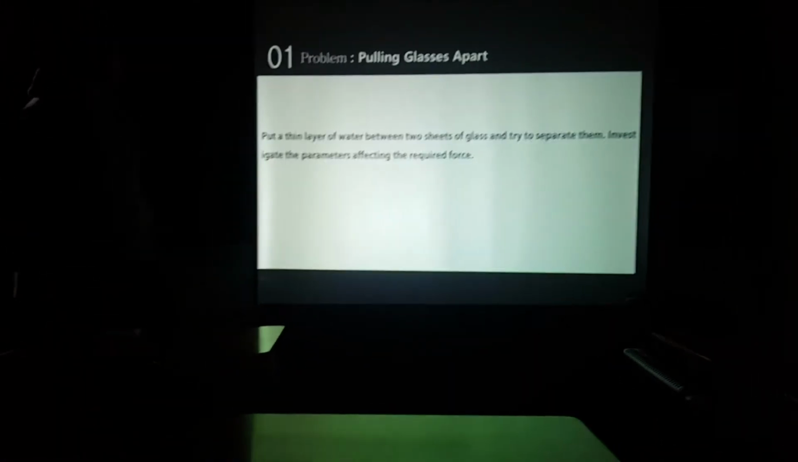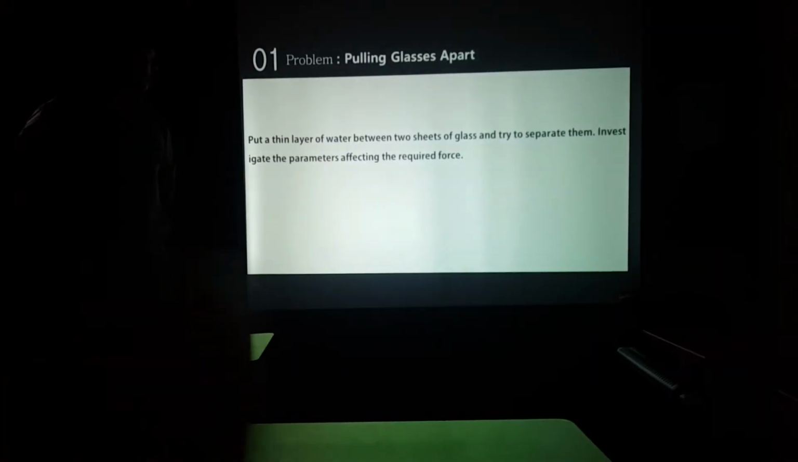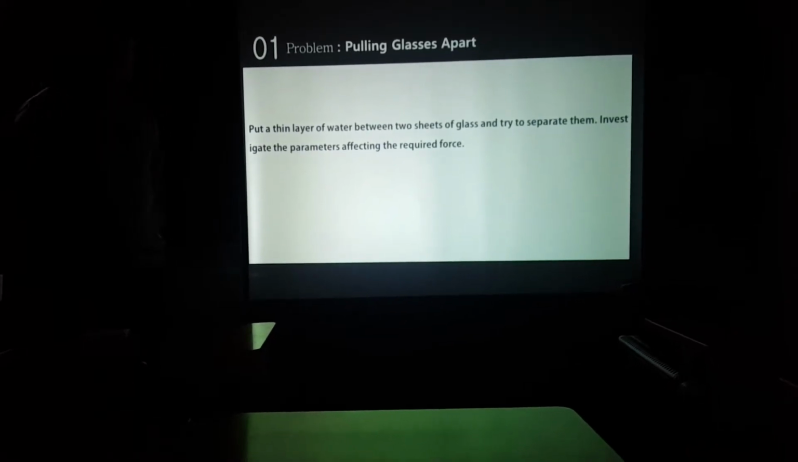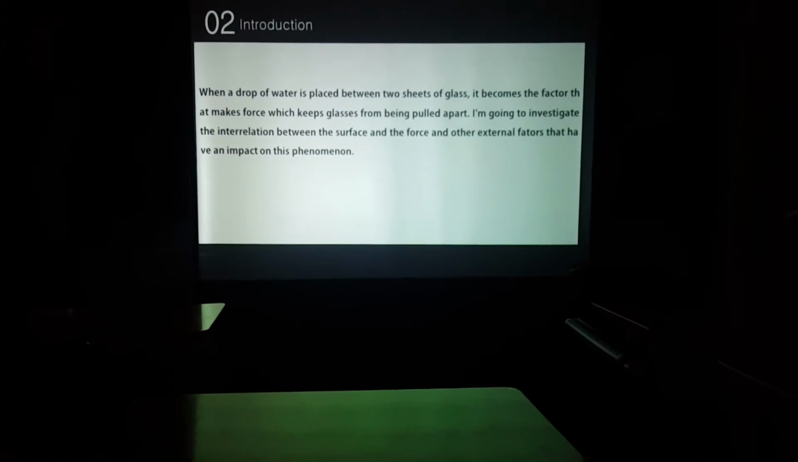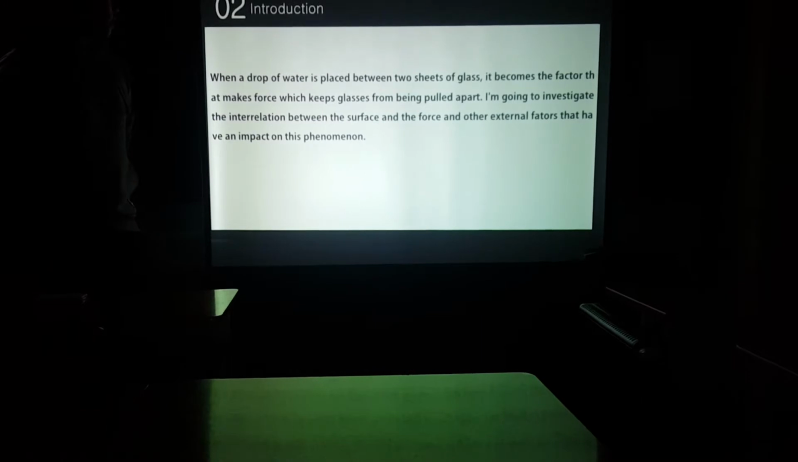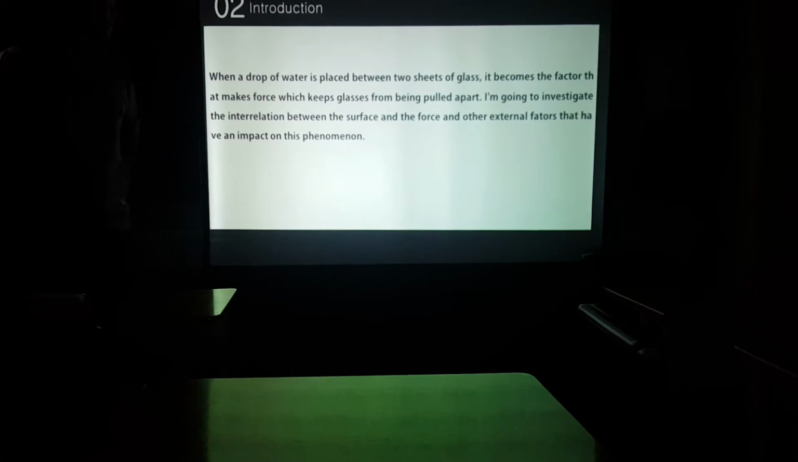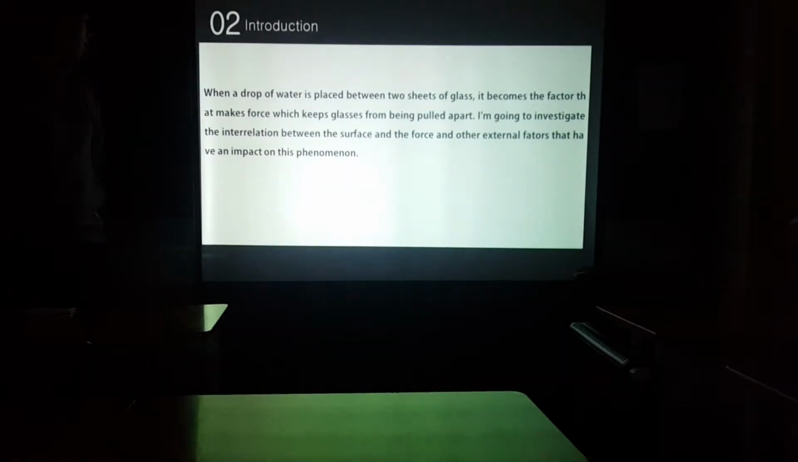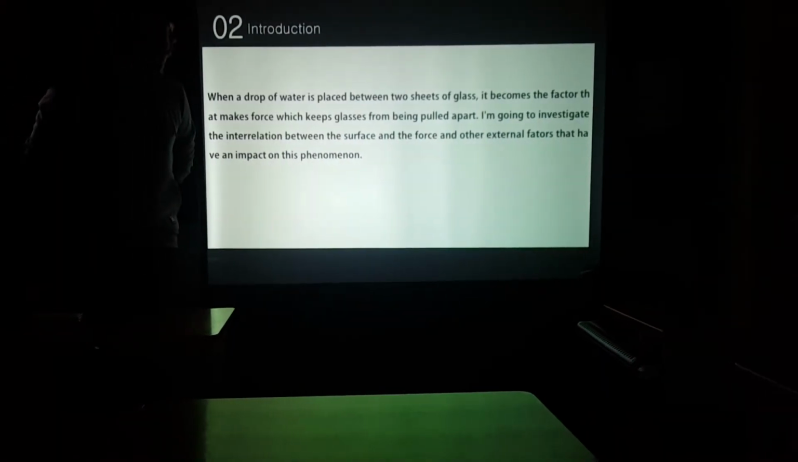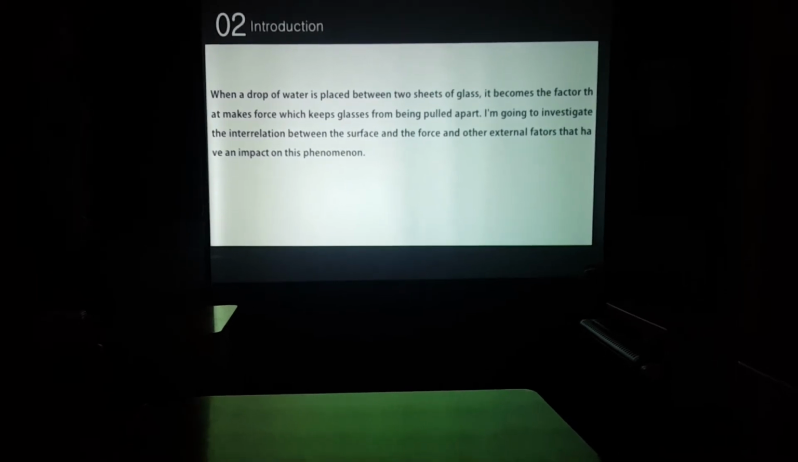So the problem, clean glasses support, is to put a thin layer of water between two sheets of glass and try to separate them. Investigate the parameters affecting the required force. So the introduction: when a drop of water is placed between two sheets of glass, it becomes the factor that makes force which keeps glasses from being pulled apart. So I'm going to investigate the correlation between the surface and the force and other external factors that have an impact on this phenomenon.